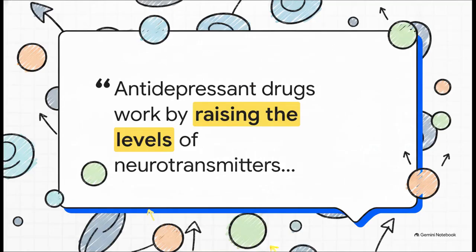Welcome back. So here is your model answer. For your first mark, antidepressant drugs work by raising the levels of neurotransmitters such as serotonin and noradrenaline, which are thought to play a role in controlling mood. And for your second mark, the drugs increase the amount of these neurotransmitters or prolong their effects at the synapse. This helps to control our mood and reduce the symptoms of depression.